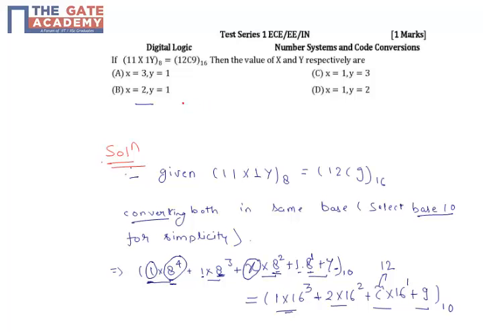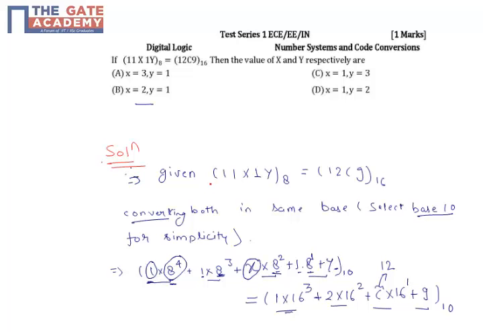In this question, we are given two numbers in different bases and we have to find out the value of x and y such that the number in one base is equal to the number in another base. Here we are given two bases, base 8 and base 16. Its solution is as follows.